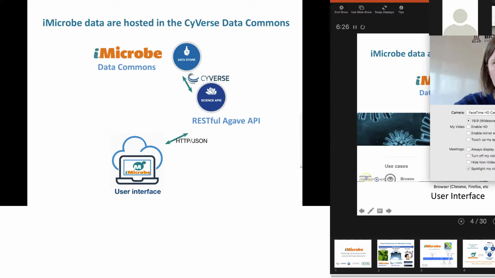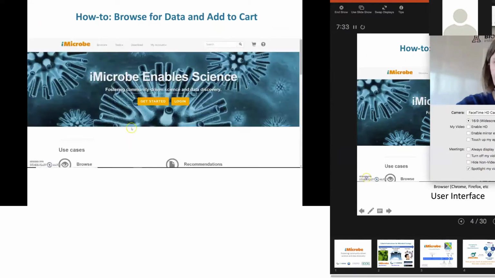So that's how we're actually accessing all of the data sets in CyVerse. So none of the data live on any of our iMicrobe servers. And so if we wanted to go and browse for data, we can do that on the iMicrobe data on the website. And once we have these data, we can also add those data to our cart for further processing.